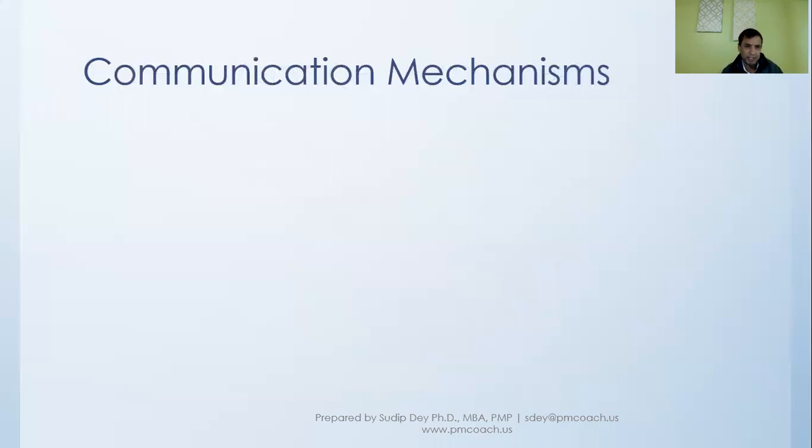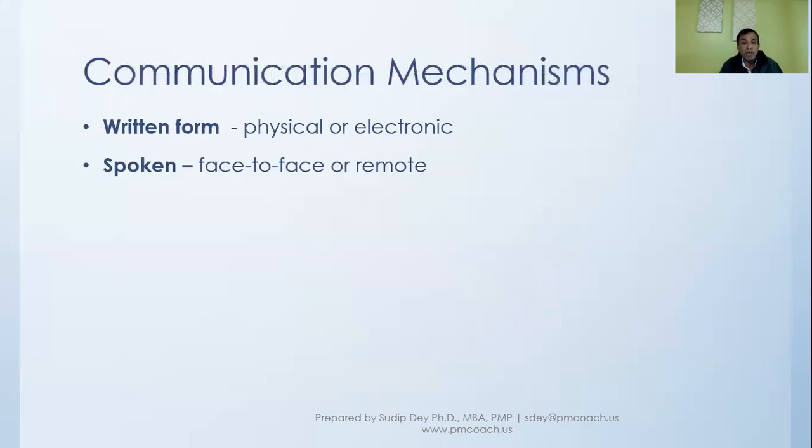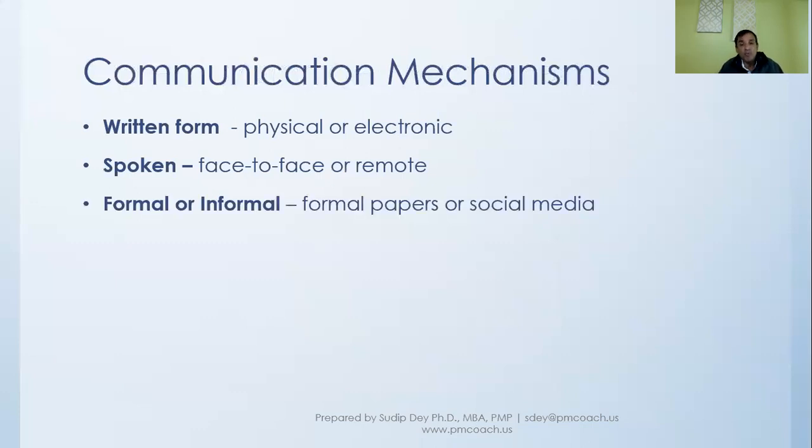So getting back to the basics, some communication mechanisms. It can be in written form, for example physical or electronic. It might be a letter, it can be emails, or it can be spoken. The spoken can be face to face, or it can be remote, like over the phone or over video. It can be formal or informal. The way we are interacting might be just formal documents, even formal language, or it might be put across informally. So it can be formal or informal.